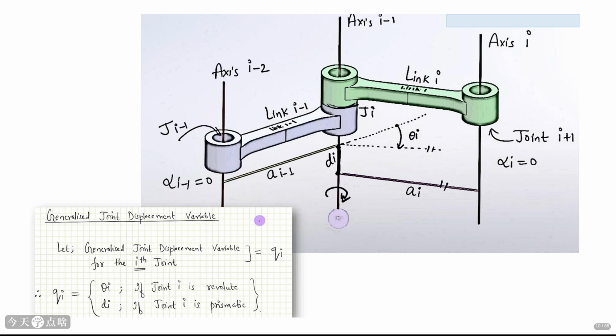The diagram shows an example where alpha i minus 1 equals 0 and alpha i plus 1 equals 0, indicating specific orientations of the joint axes. The definition of q i is crucial for setting up the equations of motion.